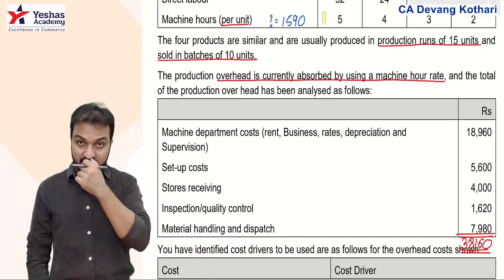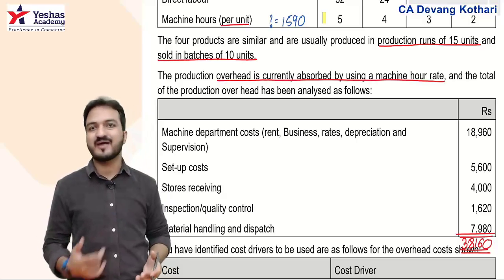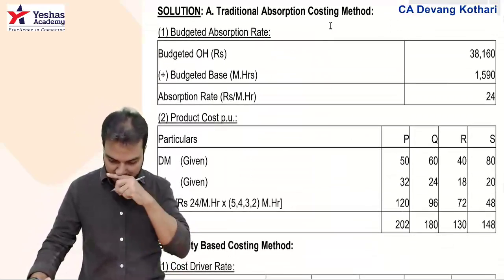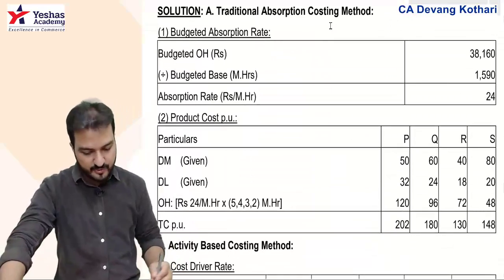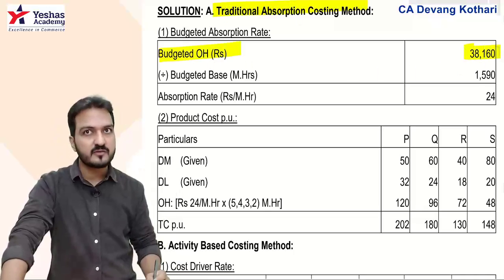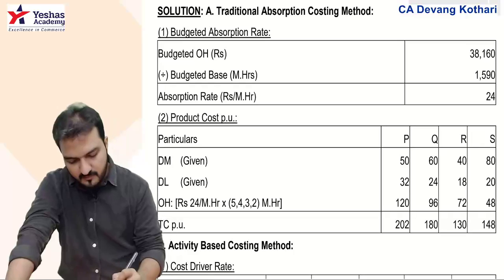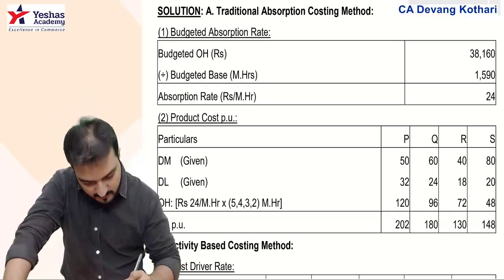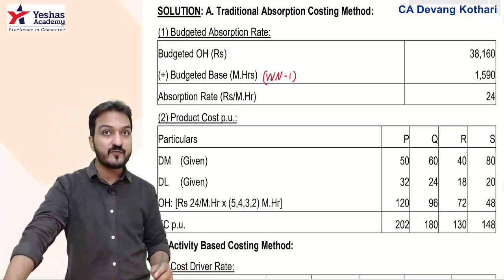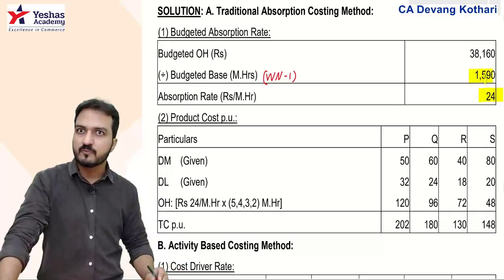Hence, you notice in this question, I have already given you the solution. Only some working notes I will make you write in your notebooks. Look at the solution given there. Under the traditional method, we are done with everything. The traditional method was pretty simple. Budgeted overheads we found, adding all of them, is 38,160. Budgeted base, that is total machine hours, we found by calculating. In fact, we'll show that in working note 1. Budgeted machine hours 1590. I'll show the working in working note 1. Divide that, it gives you absorption rate 24 per machine hour.